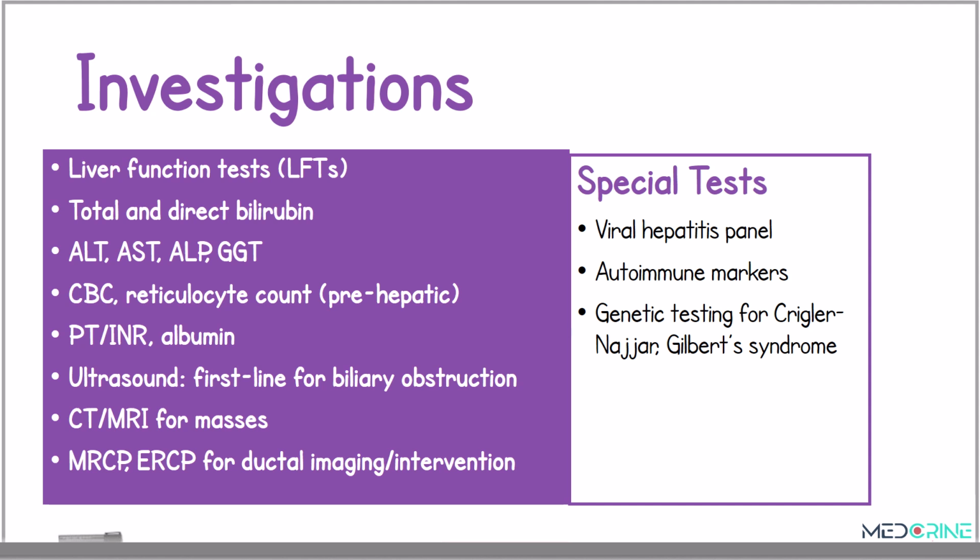For imaging tests, ultrasound is the first-line imaging modality for assessing the biliary tree and detecting gallstones. A CT scan or an MRI can be used to detect tumors or liver architecture abnormalities, and MRCP and ERCP can be both diagnostic and therapeutic. Some special tests, depending on the case, include hepatitis serology, autoimmune markers, and genetic testing for Crigler-Najjar syndrome and Gilbert's syndrome.